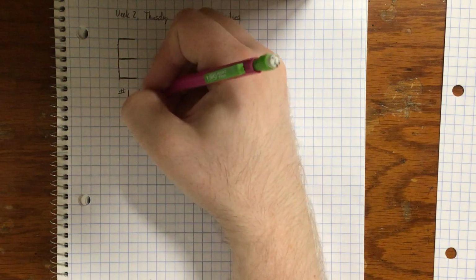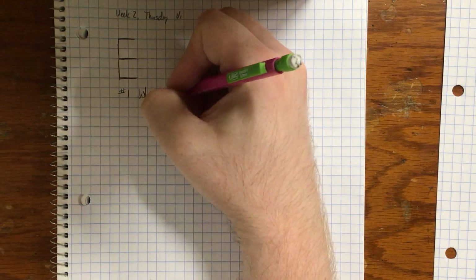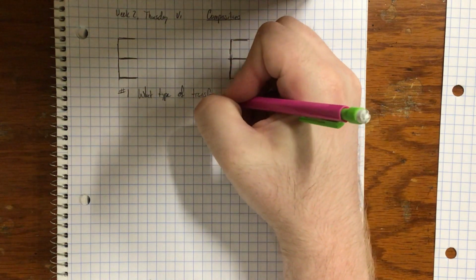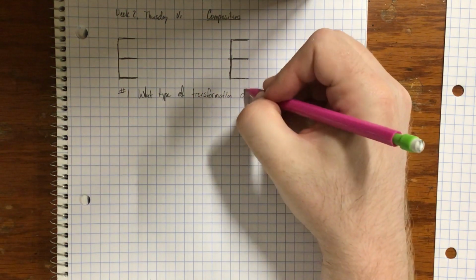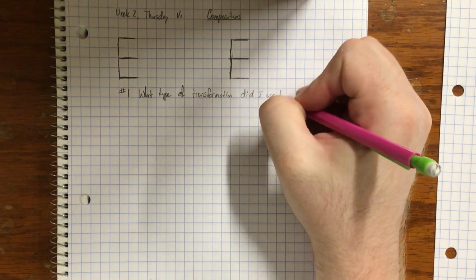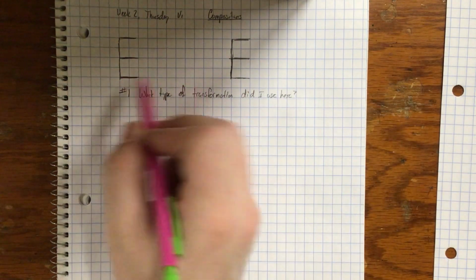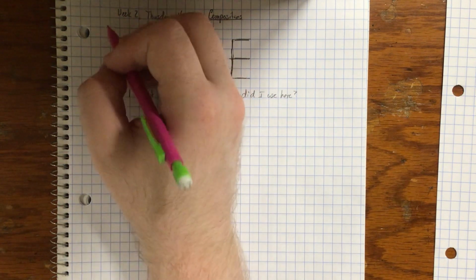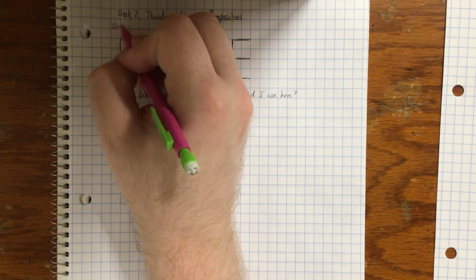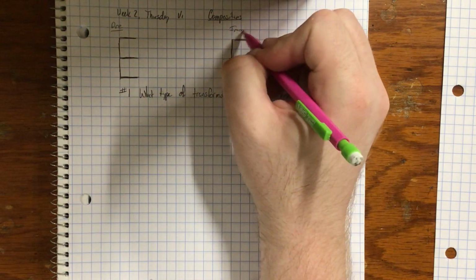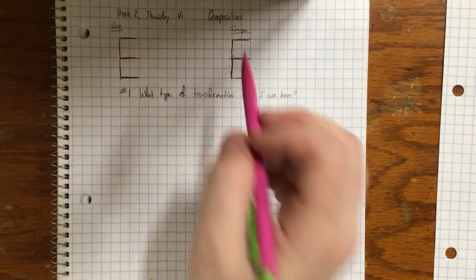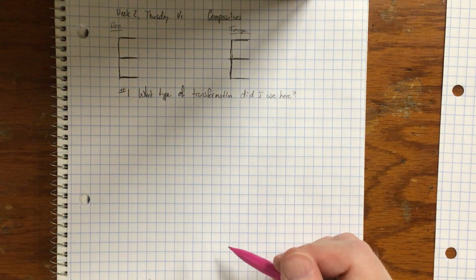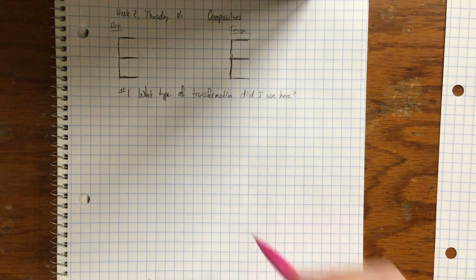So number 1, what type of transformation did I use here? What type of transformation did I use to get from this here to this here? Okay, so I'm just going to write this down as pre-image and image. So what did I do to get my pre-image to my image? Go ahead and pause and see if you can just go ahead and write that down really quick. Okay, so I'm assuming you paused.